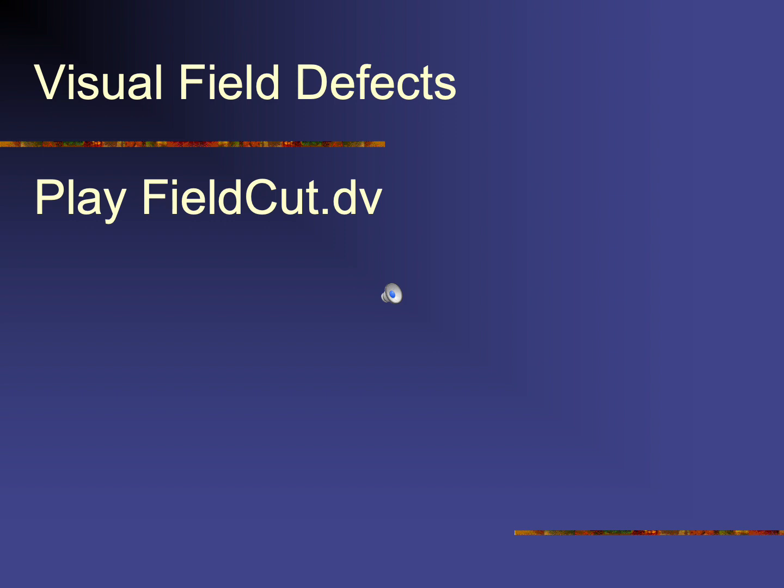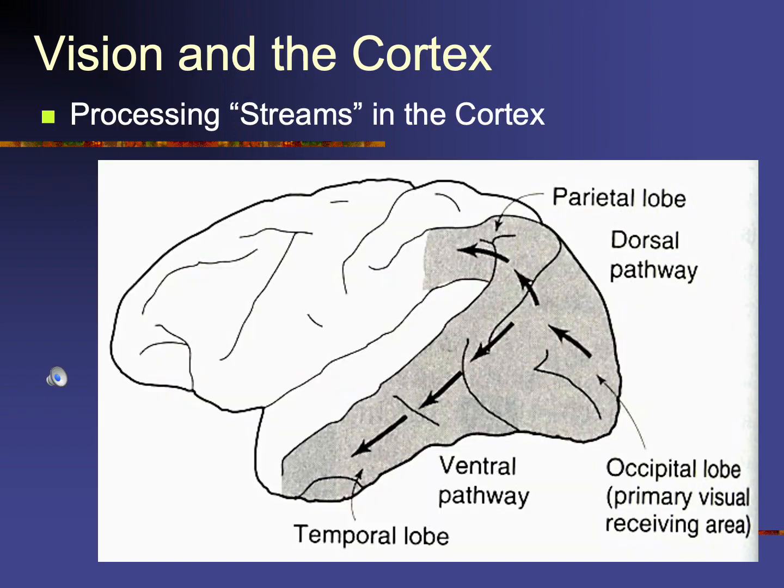At any rate, go to the course website, download a movie called Field Cut, and it'll tell you everything about a visual field cut. Now, I'm using the term visual field cut to describe that loss of one side of space that occurs from the lesion of the pathways in one hemisphere. Now we're going to move beyond the occipital lobe into higher order processing areas of the cortex.